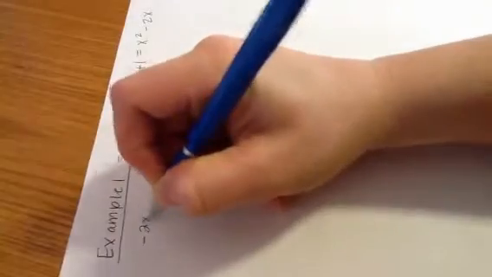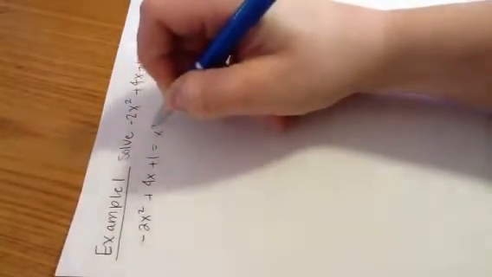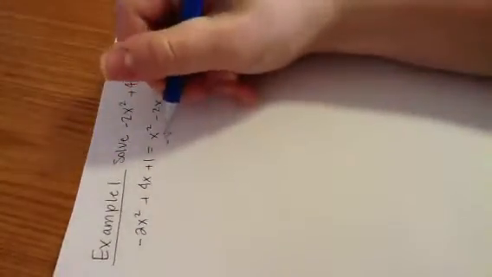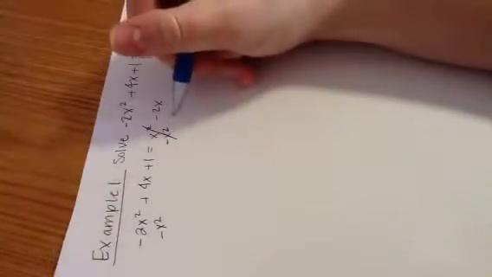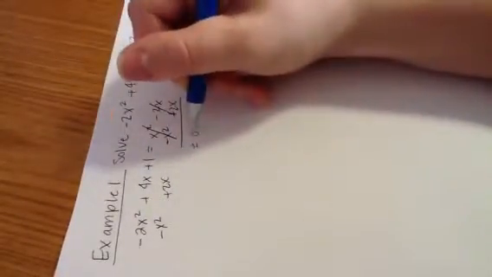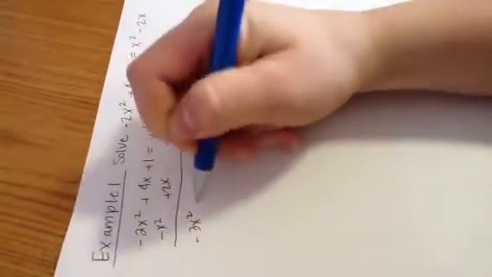So negative 2x squared plus 4x plus 1 equals x squared minus 2x. So if I'm setting it equal to 0, I'm just going to go ahead and move these things to the other side. So I'm going to subtract x squared here, and then add 2x. There you go. So this side cancels out to 0, and then we get, so I'll just extend that over, negative 3x squared plus 6x plus 1 over here.